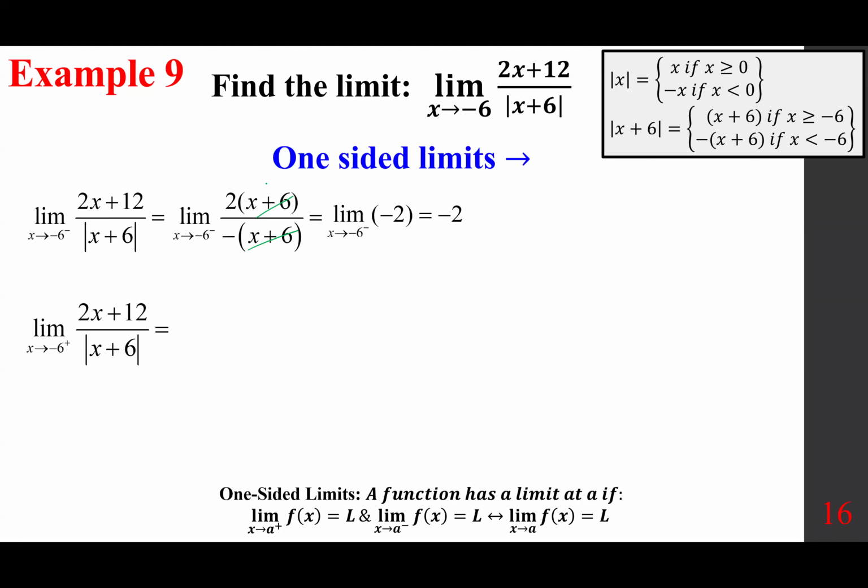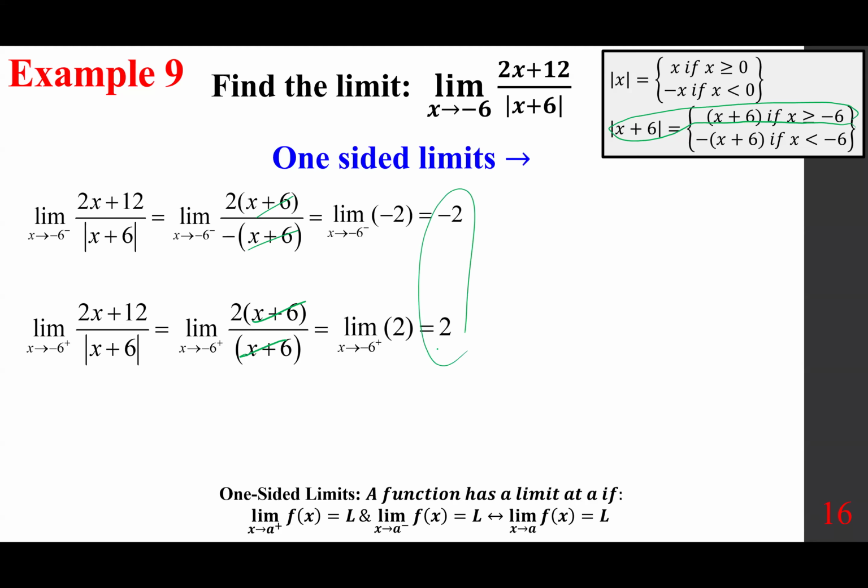Now, same thing, but limit of 2x plus 12 over the absolute value of x plus 6 as x approaches -6. This time from the right, and from the right puts us here. We can just drop the absolute value. And for the numerator, we take the 2 out. And again, x plus 6 cancel out. But this time, it's the limit of number 2 as x approaches -6 from the right. And we get to 2.